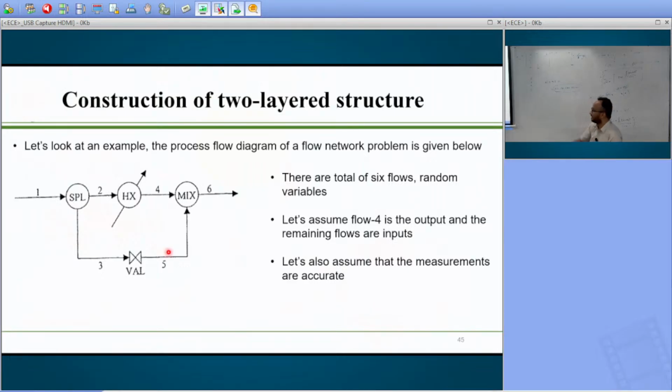Let's suppose I have not given you a structure, but I want to construct a Bayesian network. I want to construct a probabilistic graphical model, but I don't have any structural idea. I don't want to use any structure. So what is the simplest way?